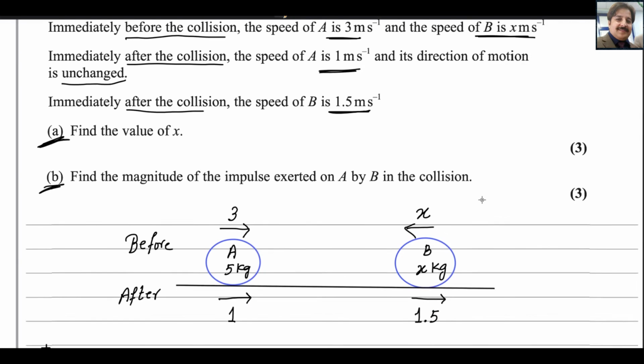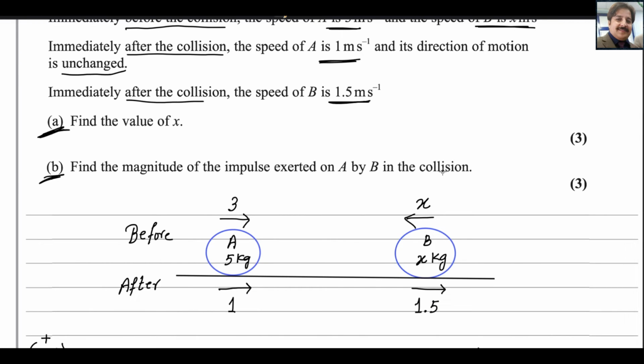For the second part, the impulse exerted by A on B or B on A, both are equal. This is the impulse exerted by B on A, and its direction is this way. Both are always equal, in all impulse questions. Either you take this impulse or that impulse, there is no difference. Here I am choosing A because these two values are already given, and direction is also given. For impulse, we will take left side positive.